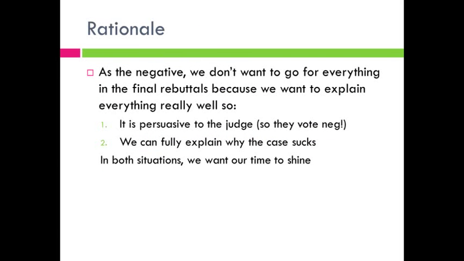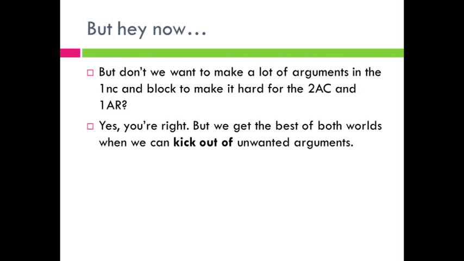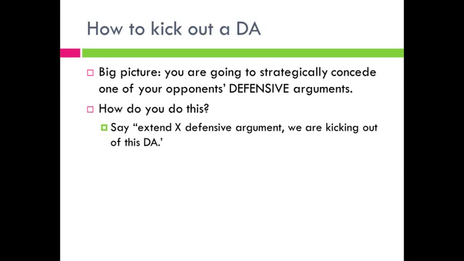So why do you do this? As a negative, we don't want to go for everything in the final rebuttal because we want to explain everything really well to do two things. First, to be more persuasive to the judge, so they vote neg, and so we can fully explain why the case sucks, right? In both situations, we need our time to shine, and we can't have our time to shine if we go for everything. But hey now, don't we want to make a lot of arguments in the 1NC and block to make it hard for the 2AC and 1AR? Well, yeah, you're right. But we can get the best of both worlds when we can kick out of unwanted arguments, okay? So how do you kick out of a DA?